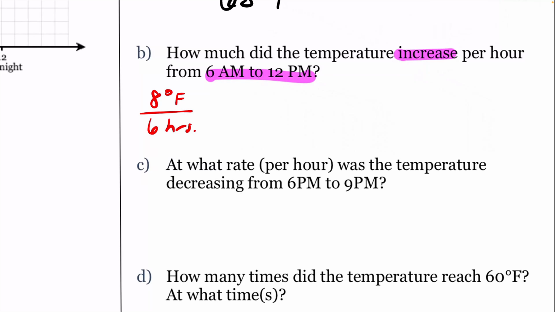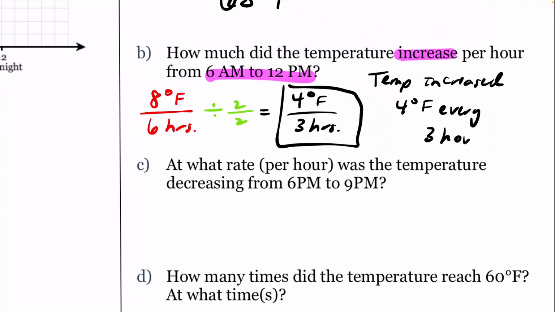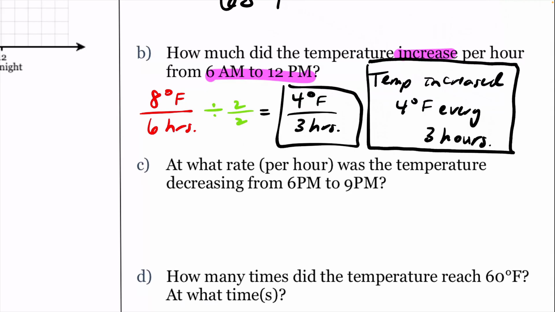Simplify it, good. Reduce it, right? Simplify it. What can you divide 8 and 6 by? 2. So divide them both by 2. So we really get, what do we get? 4 degrees Fahrenheit every 3 hours. That's a 4 out of 4 answer. Or like Shelby said, we can put it in words, right? Temp increased 4 degrees Fahrenheit every 3 hours. Do you need to do both? No. Either one is okay. Some people like putting it in words, some people like putting it in a fraction. Either one's okay.